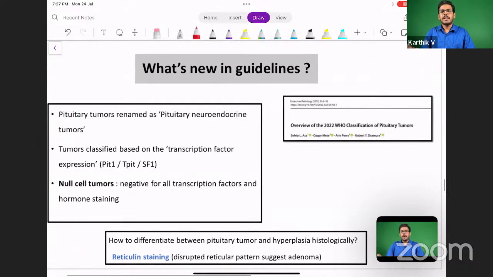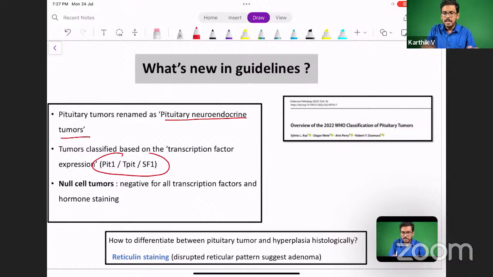So the points in the new WHO guidelines we have discussed in our long videos: they are currently termed pituitary neuroendocrine tumors, and they are classified based on their transcription factor of origin, whether it is PIT1, TPIT, or SF1. And null cell tumor means they are negative for all transcription factors and hormones.